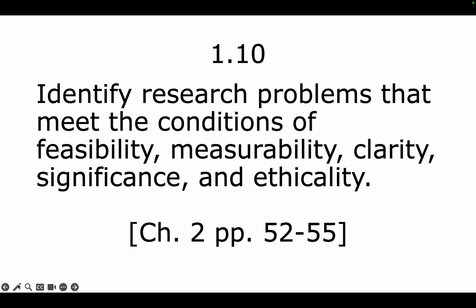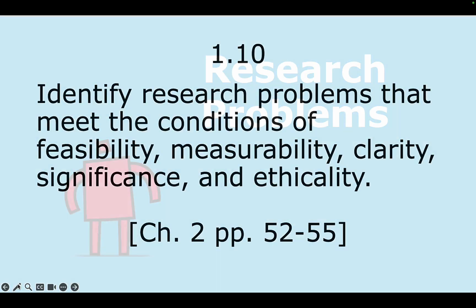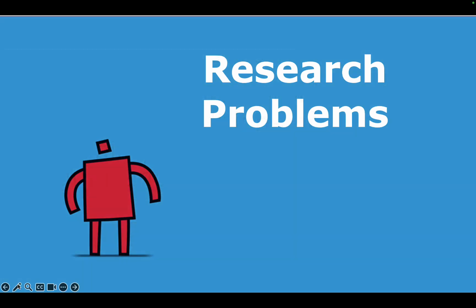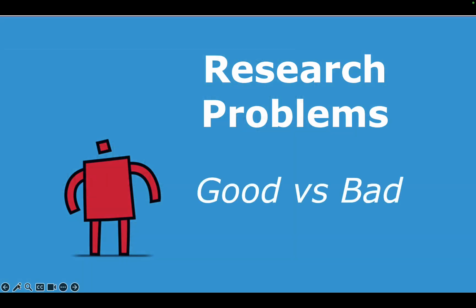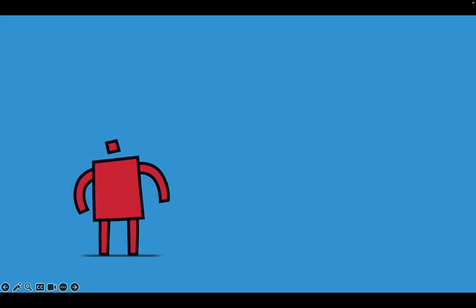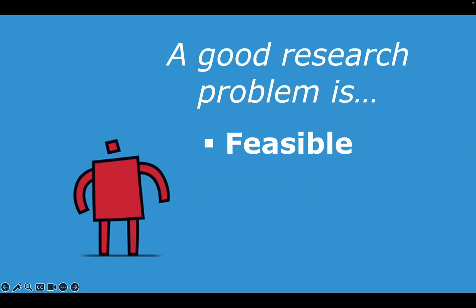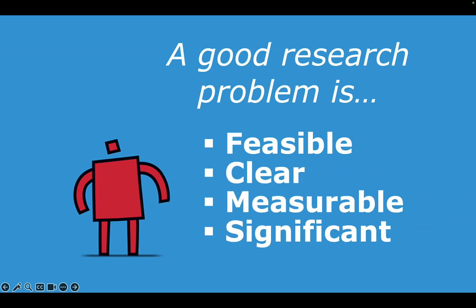I wanted to go back now to Objective 1.10. One of the things that you're asked to do is to identify research problems that are good, and that is, they meet the conditions of feasibility, measurability, clarity, significance, and ethicality. So again, a good research problem versus a bad one includes these characteristics. A good research problem is feasible, clear, measurable, significant, and ethical.